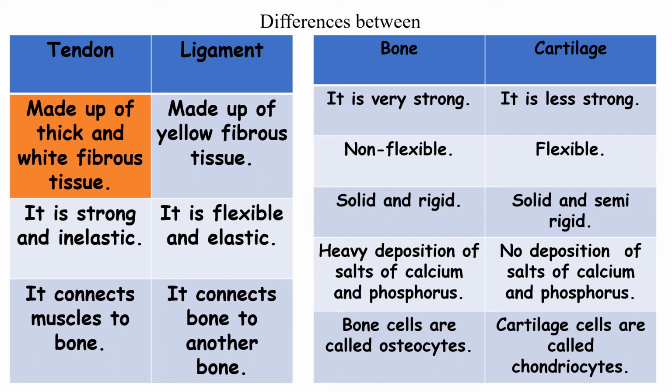Then next, differences between bone and cartilage. Bone is very strong, cartilage is less strong. Bone is non-flexible, that is rigid in nature, but cartilage is flexible, semi-rigid. Then in bone, heavy deposition of salts like calcium and phosphorus is found, but in cartilage, no deposition of salts. Then bone cells are called osteocytes, cartilage cells are called chondrocytes.